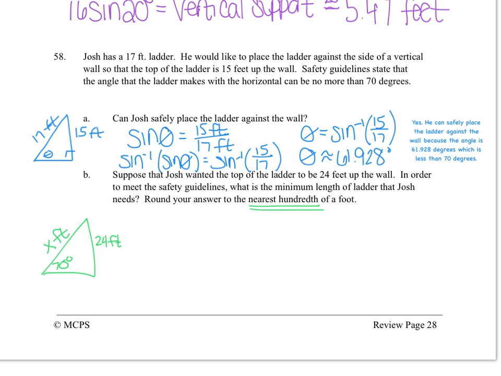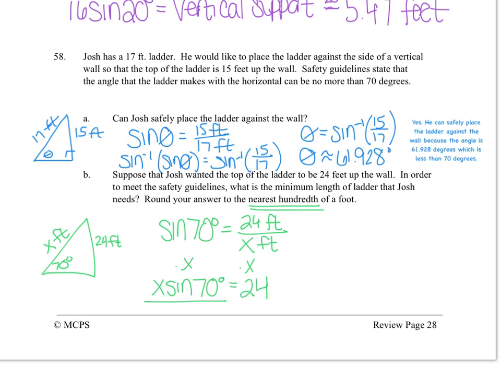Well, again, I'm given this angle and I'm given an opposite and a hypotenuse. So I'm going to use the sine function, but this time I'm going to have sine of 70 degrees equals opposite, which is 24 feet, over my hypotenuse, which is x feet. So I need to solve for x and get x by itself, but right now x is in the denominator. So the only way to get rid of something that's in the denominator is to multiply both sides by that value. So I'm going to have x times sine of 70 degrees equals 24.